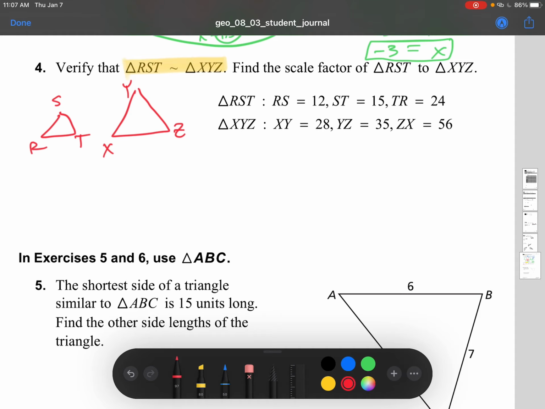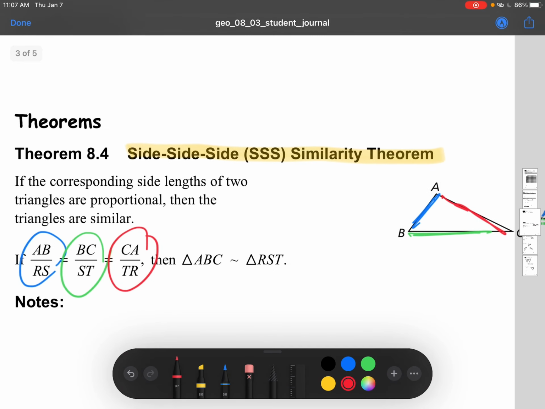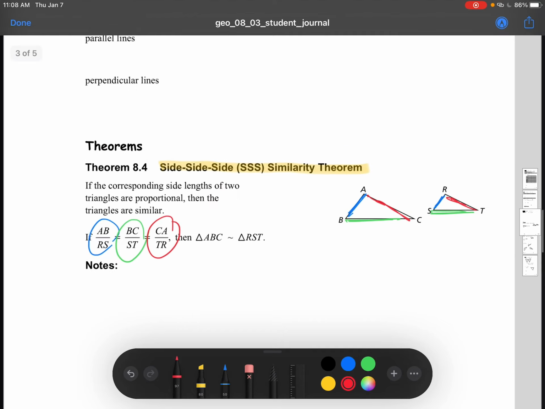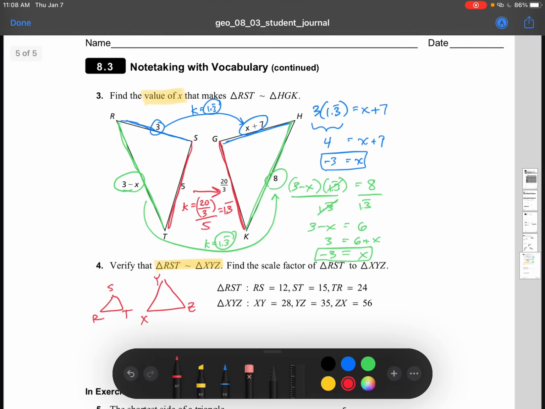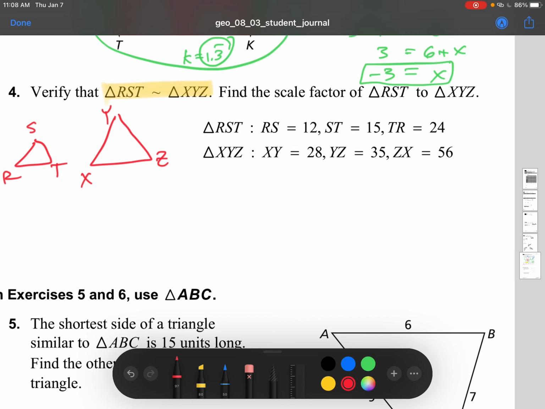One of our theorems is the side-side-side similarity theorem, right? What we need to do is find the ratio of, let's just call it, the blue sides, the green sides, and the red sides. Or just find the ratio of the long sides, the short sides, and the remaining side, and just verify that those three ratios all come out to the same number.